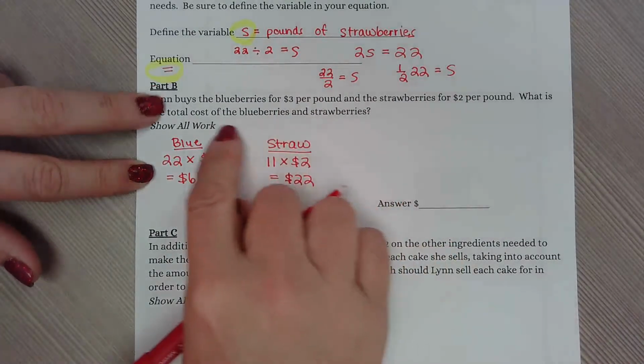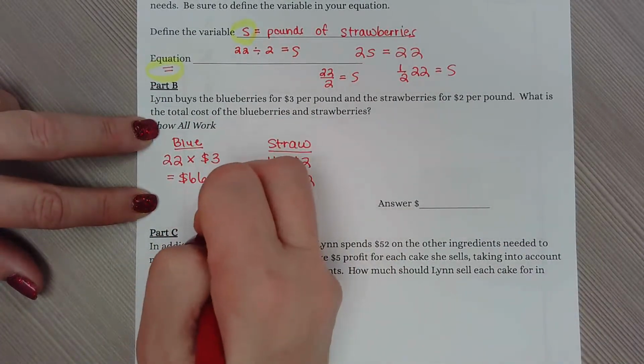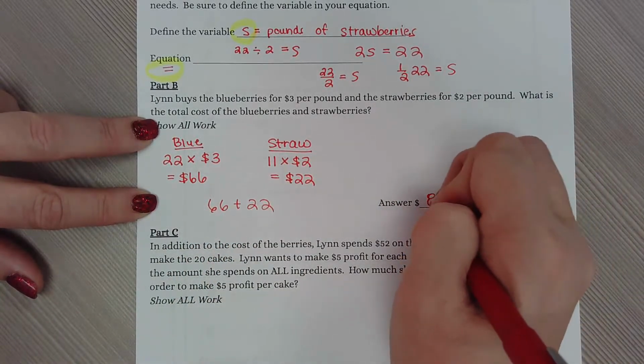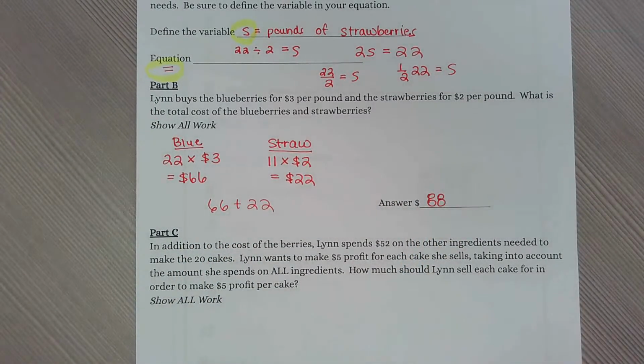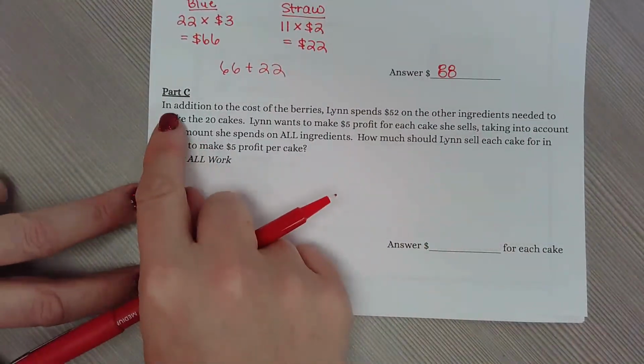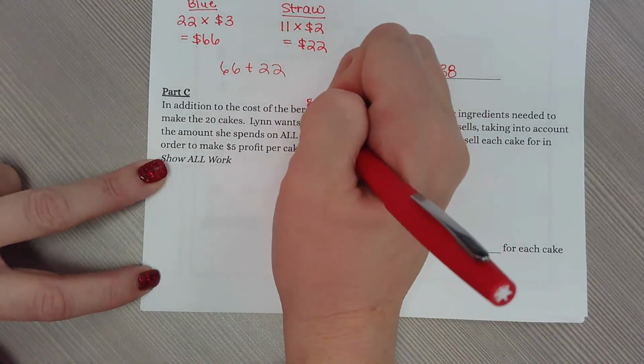Now we want to find the total cost of the blueberries and the strawberries. So I'm going to add together my 66 and my 22, and that will give me my answer for part B, which is $88. Moving on to part C. In addition to the cost of the berries, that was 88.